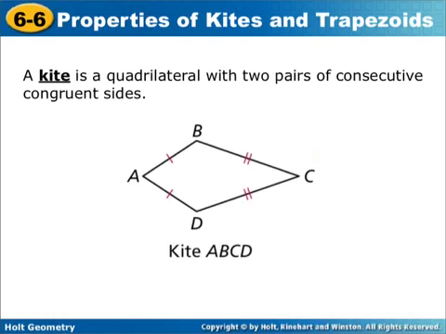So let's start with a kite. A kite is a quadrilateral with two pairs of consecutive congruent sides. I'll give you a minute to write that down and then we'll break down that definition. So remember, quadrilateral just means a figure with four sides. And then consecutive. Consecutive, remember, means next to each other.